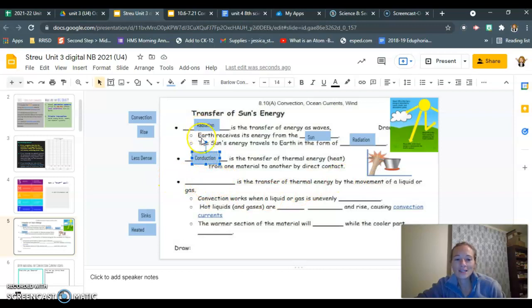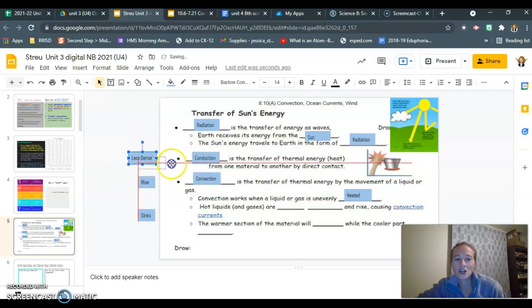Okay, the last type of heat transfer is convection. So drag that one down onto that last blank right there. Well, third blank. Convection is the transfer of thermal energy by the movement of a liquid or gas. Convection works when a liquid or gas is unevenly heated. Hot liquids and gases rise. They are less dense and rise, causing convection currents.